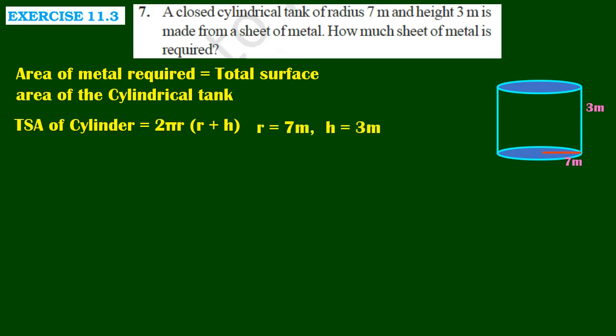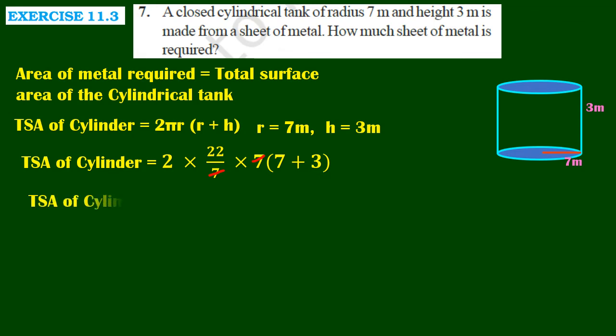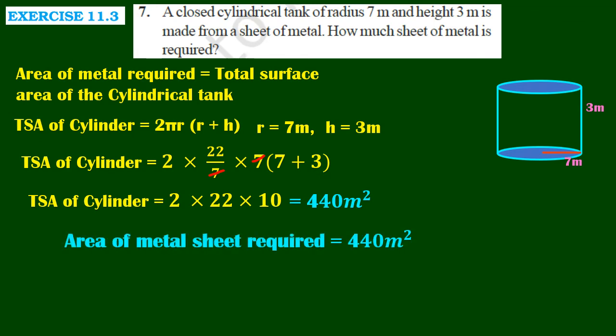So substitute the values in that. Here r equal to 7 meter, h equal to 3 meter. On simplification, we get the TSA of cylinder is equal to 440 meters square. That means the area of metal sheet required to make this cylindrical tank is 440 meters square. Is it clear? Understood? Okay, now let us move on to question number 8.